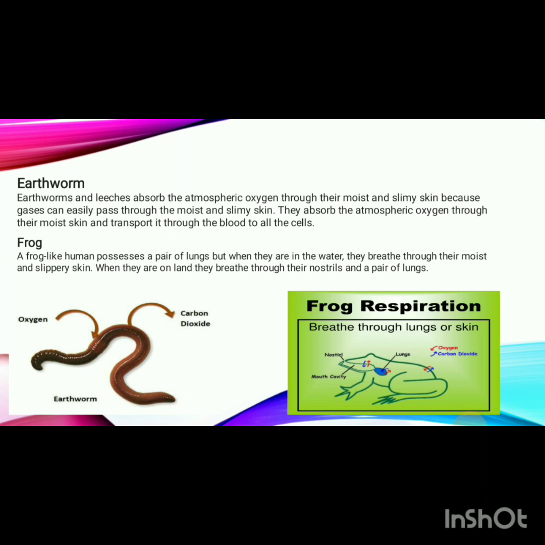Okay, now frog. A frog, like humans, possesses a pair of lungs, but when they are in the water they breathe through their moist and slippery skin. देखो frog में दोनों ही चीजें हैं. They also have a pair of lungs, लेकिन जब वो पानी के अंदर होते हैं so they breathe through their moist and slippery skin. When they are on land, they breathe through their nostrils and the pair of lungs. Okay, I wish you understand this well.